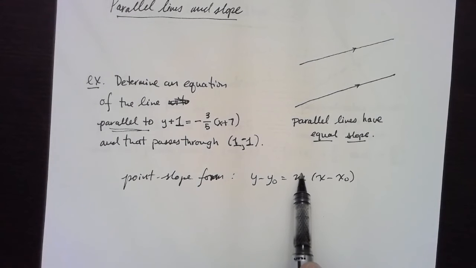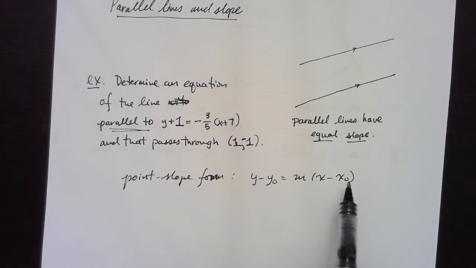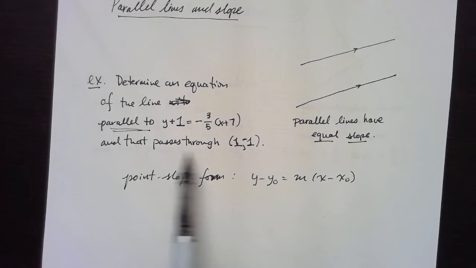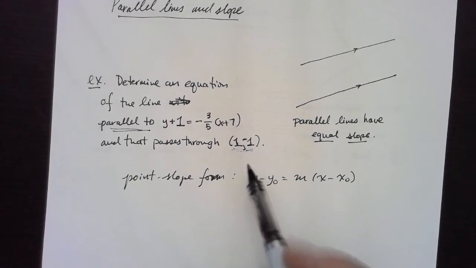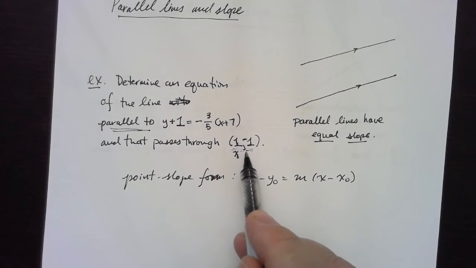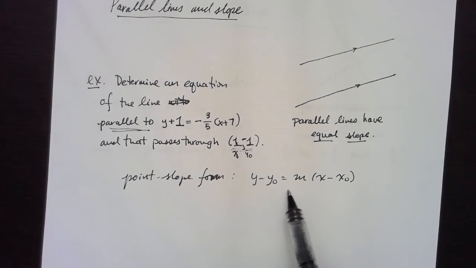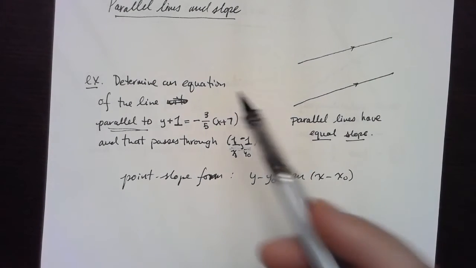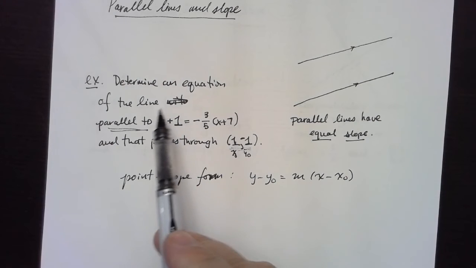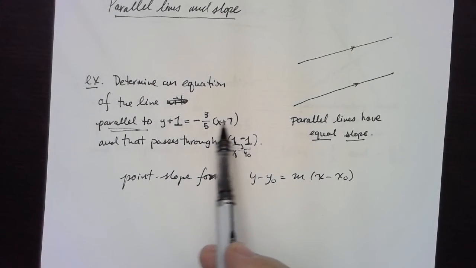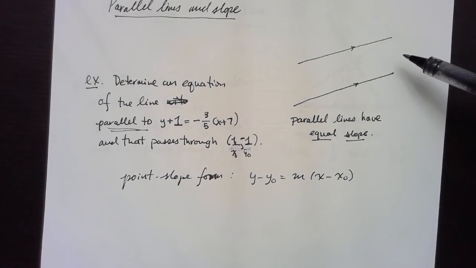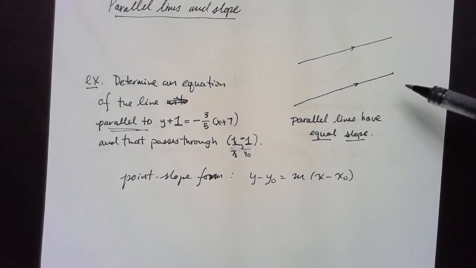So if you recall, that means I need to figure out what the slope is, and I need to figure out some point that's on the line. Well, I've already given a point on the line. Determine an equation of a line parallel to this, and that passes through this point. So this is going to be my x0 and my y0 to plug in here. I need the slope. Well, the line that I want is parallel to this line. And the fact that I'm going to ask you to explain on the homework is why parallel lines have equal slope. We're just going to put this to work now.